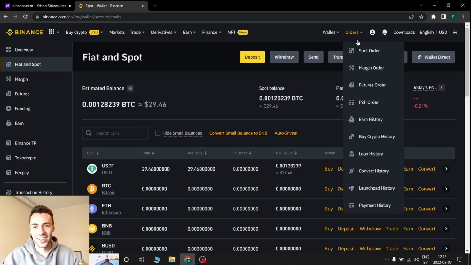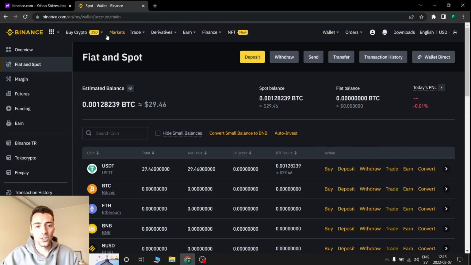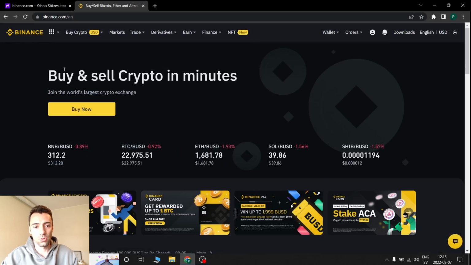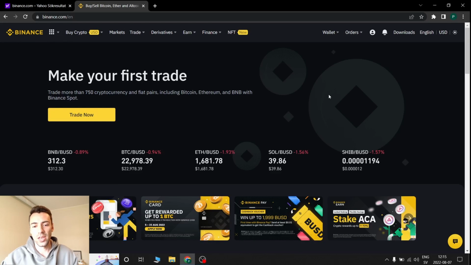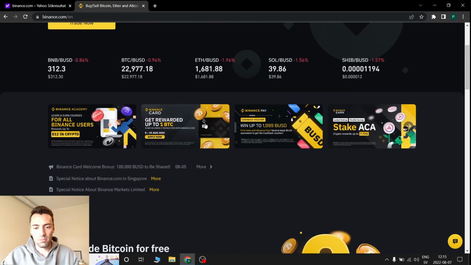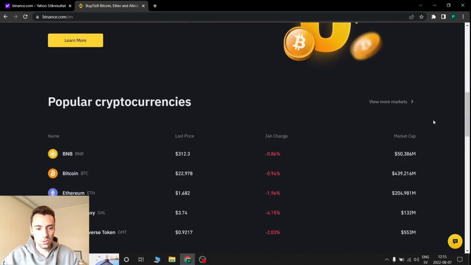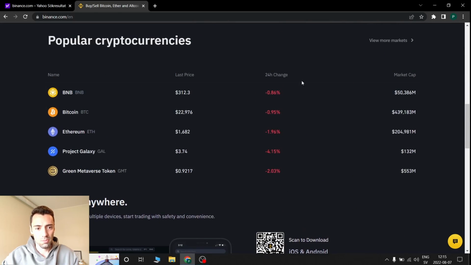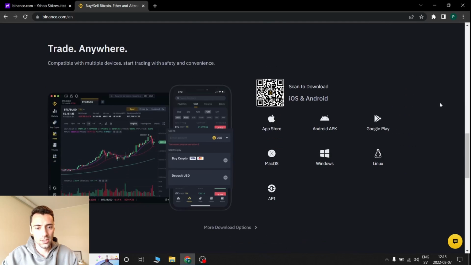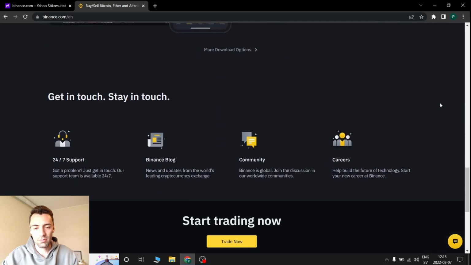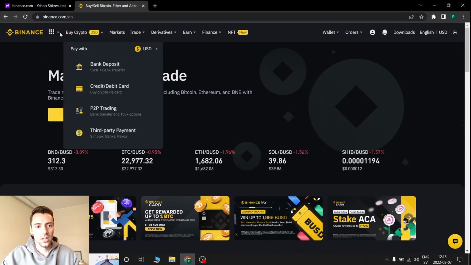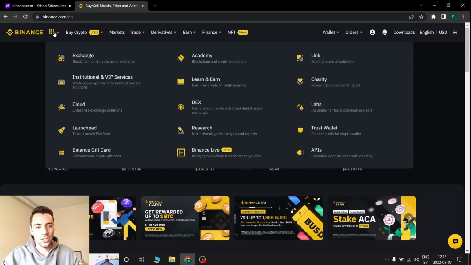Get some help. So I talk about the wallets. So here, this part, this Binance, if you click on it, you will go directly to the main page of the Binance, and it will show some stuff, some news, some features, some for example, popular currencies and stuff like that. On this part, we have the exchange, blockchain, crypto asset exchange.